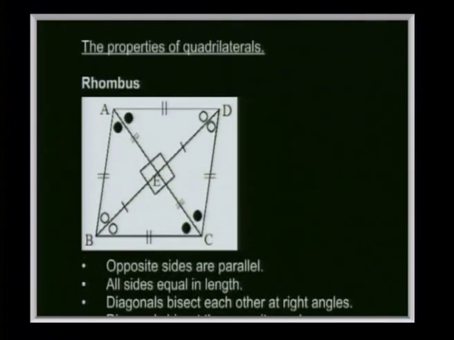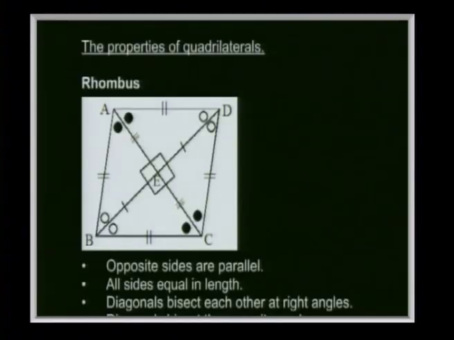If we go to a rhombus, it is a squashed square. All the sides are equal, opposite sides are parallel, but have a look at what happens on the interior of a rhombus. Your diagonals bisect each other at 90 degrees. In other words, the diagonals are perpendicular to each other.